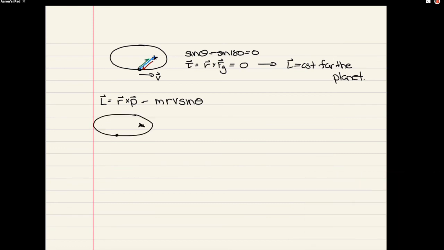I'll put the planet out here. This is some distance r. It's moving with some velocity v, or similarly it has some momentum p. There is some angle between them, and it's not always a 90-degree angle like it is for circular motion. Circular motion is always perfectly 90 degrees. For an ellipse, it's not always perfectly 90 degrees.